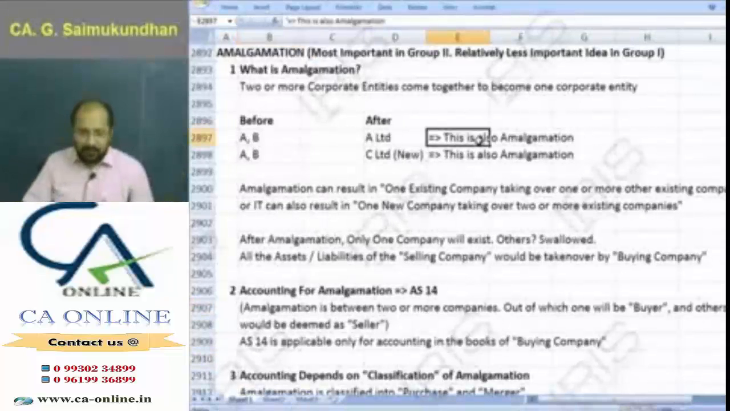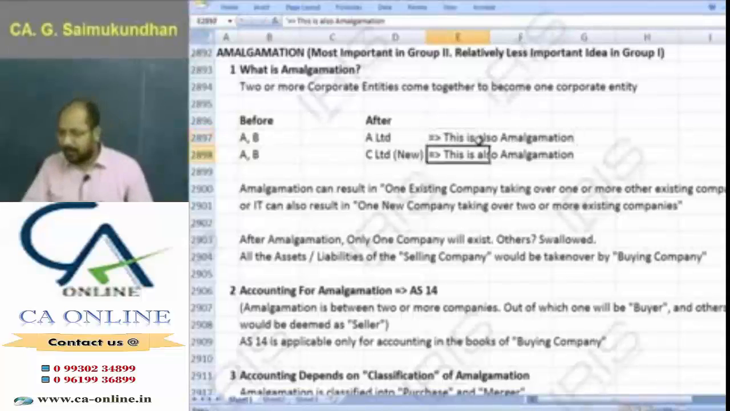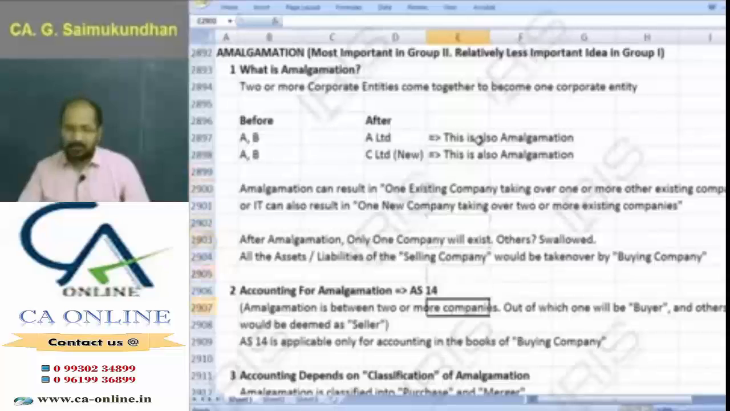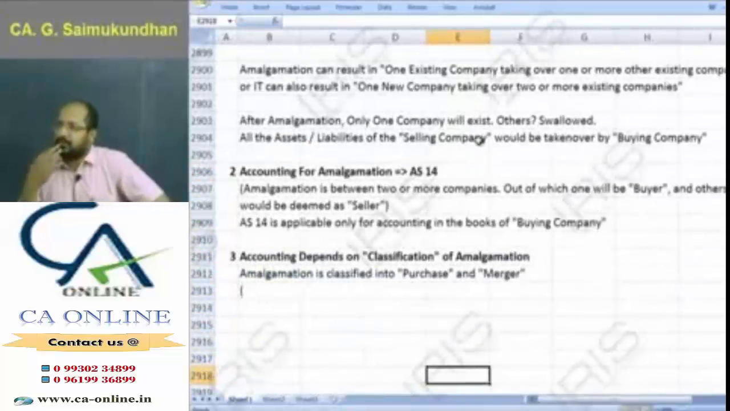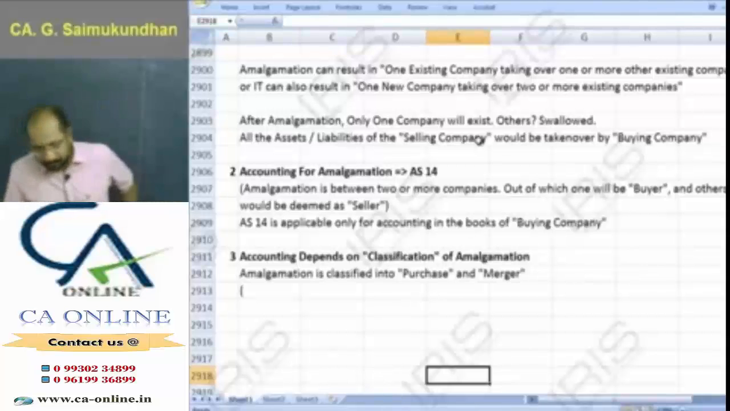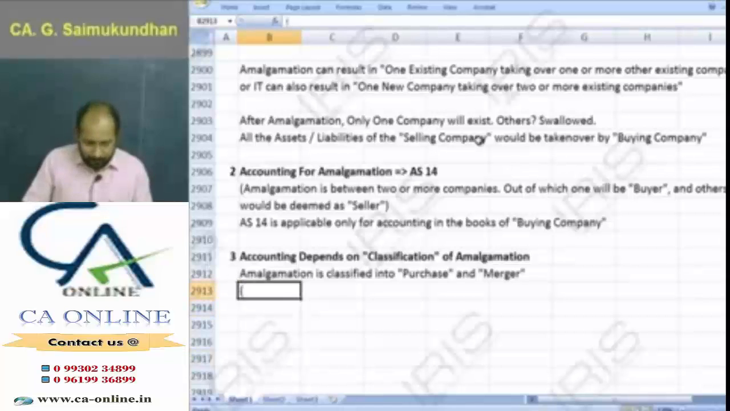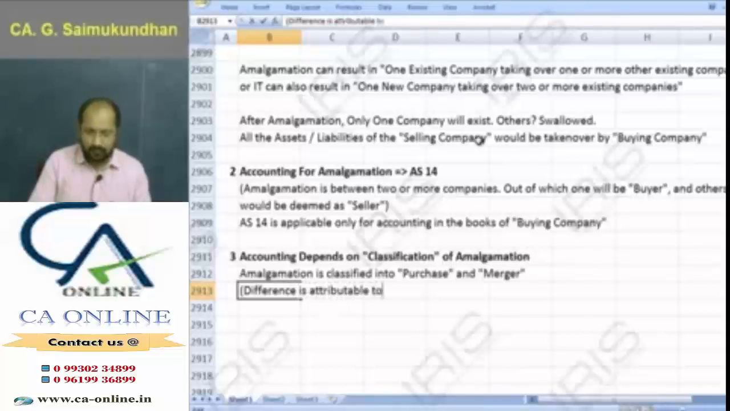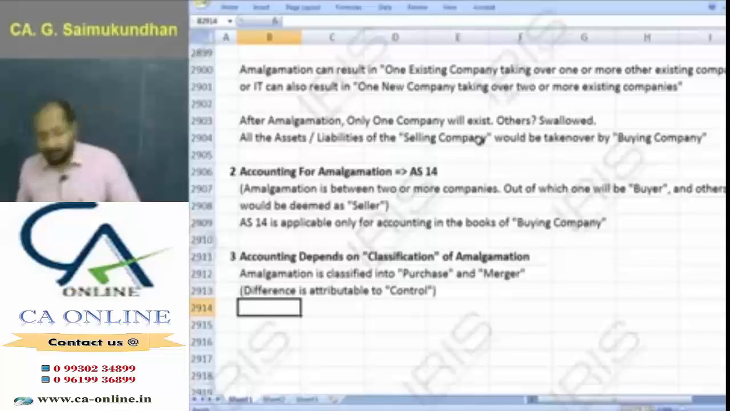You mean to say that case A is purchase and case B is merger. Then the dominance, that example you are using, anything that we need to incorporate in AS 14. Questions? Follow this point. The idea is something on control. I'll tell you how the entire example happens.